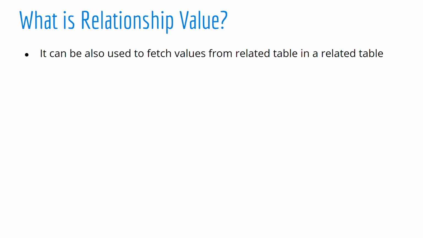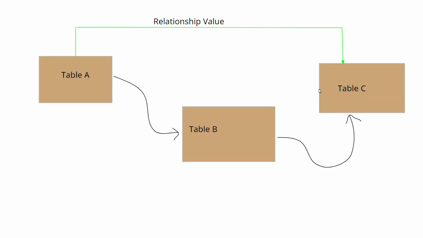One more feature of relationship value is that it is able to fetch data from related tables in a related table, which means that let me demonstrate it with a diagram. So suppose we have three tables A, B, and C, where table A has a relationship with table B and B has a relationship with the table C. So we can directly populate table fields of table C from the table fields of A using relationship value data type.